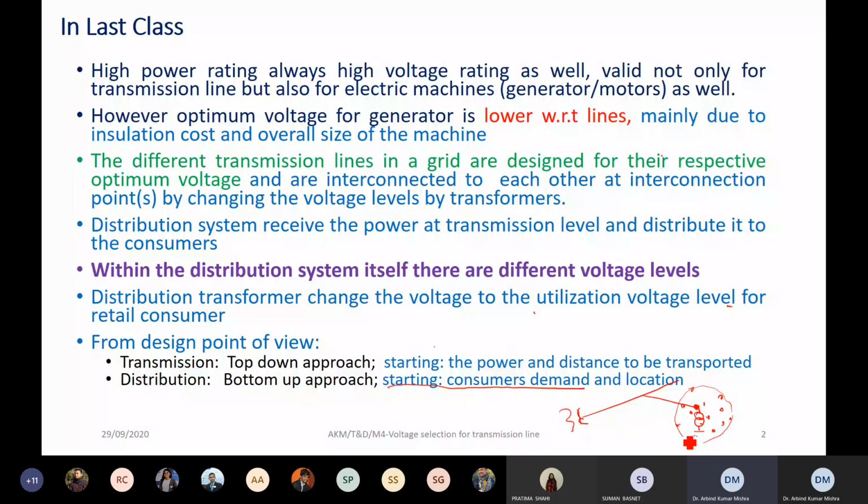So that means it is just a reverse process, that is a bottom-up approach. We go from the very bottom level, the consumers, towards the source. So distribution system design goes from consumers towards the source, whereas the transmission system is a top-down approach, that is from the source to where the power has to be delivered.